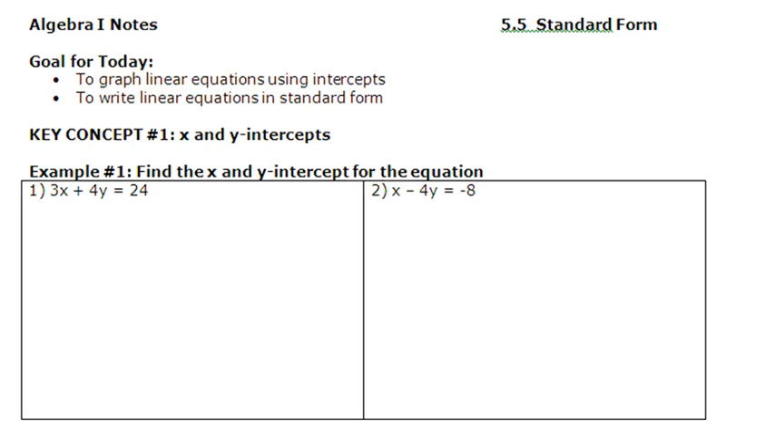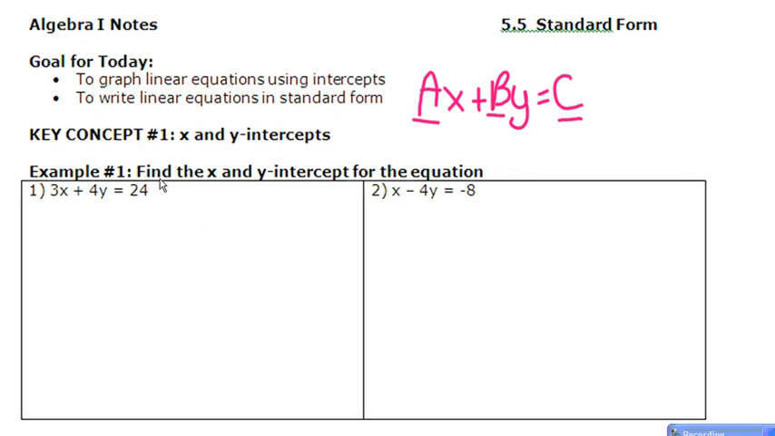Today we're looking at standard form. Part of standard form, we're going to learn how to graph linear equations using intercepts and to write linear equations in standard form. Standard form, in general, is ax plus by equals c, where a, b, and c are integers. So if you look at number 1, this is in standard form because the x and the y are on the same side of the equal sign, and the 3, the 4, and the 24 are all integers.